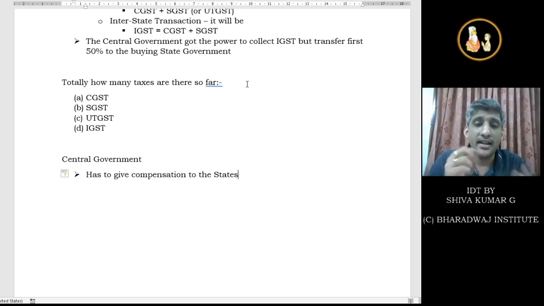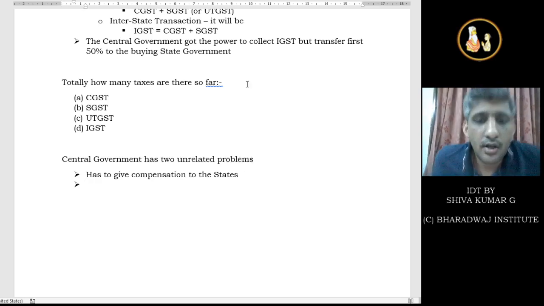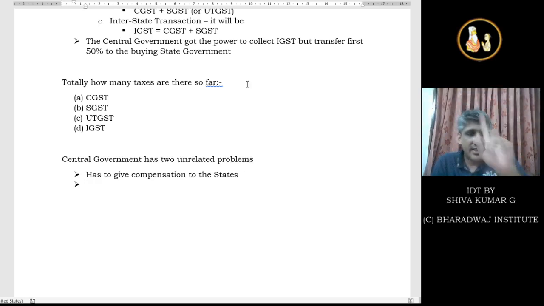Therefore, when the central government is also not getting money, how will they give compensation? Where will they get money to give compensation? Problem number 1. They had 2 unrelated problems. The first problem was they have to give compensation to the states. Okay, sir. Second problem.